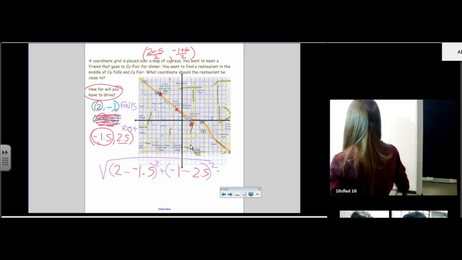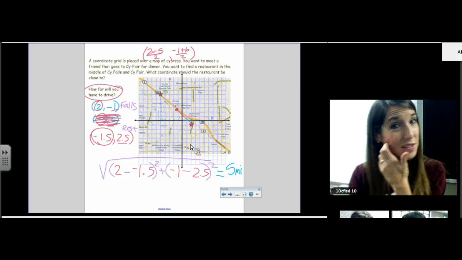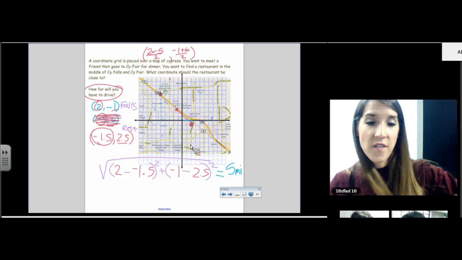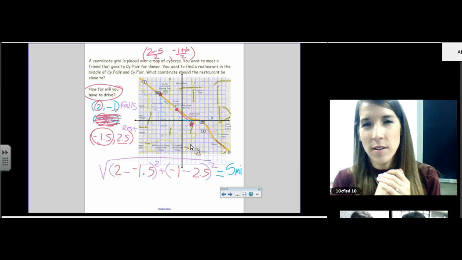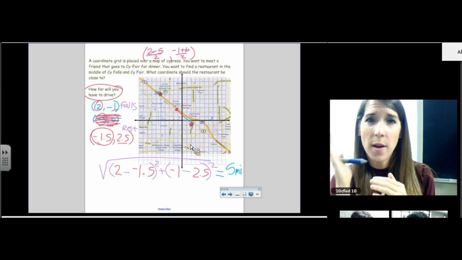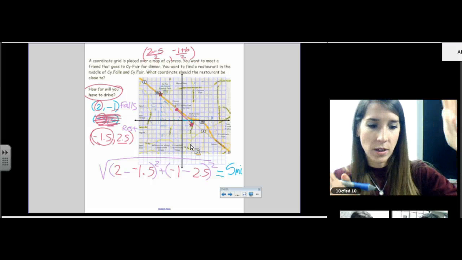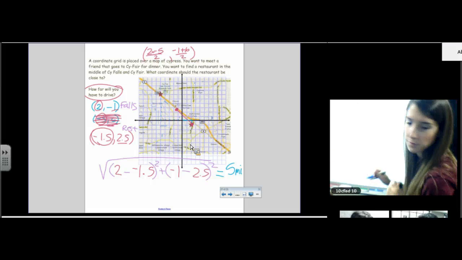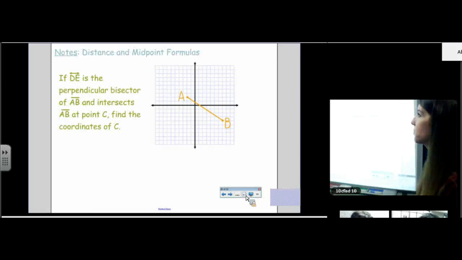Another way we could have done this, if we didn't want to have to deal with decimals, is we could have found the whole distance, right? And then just divided by 2. So that's another way you can find the distance from the end point to the middle, or you can go from end to end and simply divide it by 2. I'm going to keep going.